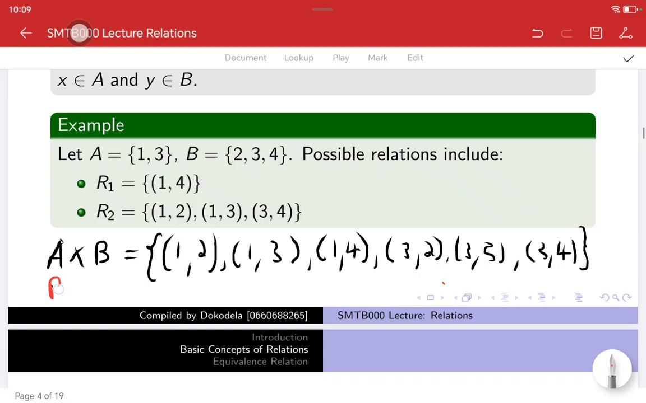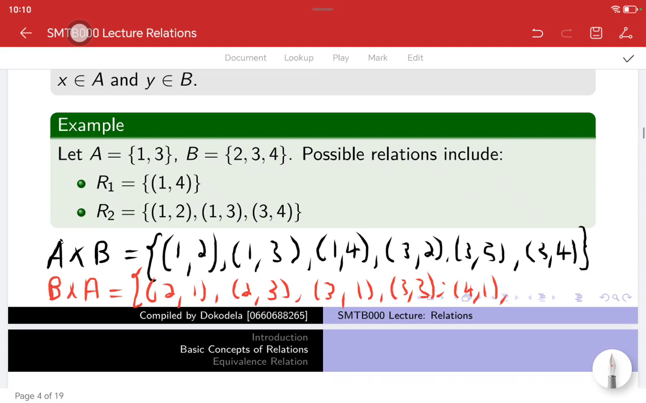Now if I need to take B cross A, it means that I'm going to start taking from B to A. I take (2, 1), (2, 3). You see, right? Then I come to the second set. Take (3, 1), (3, 3). And then I take (4, 1), (4, 3). Check for 3.